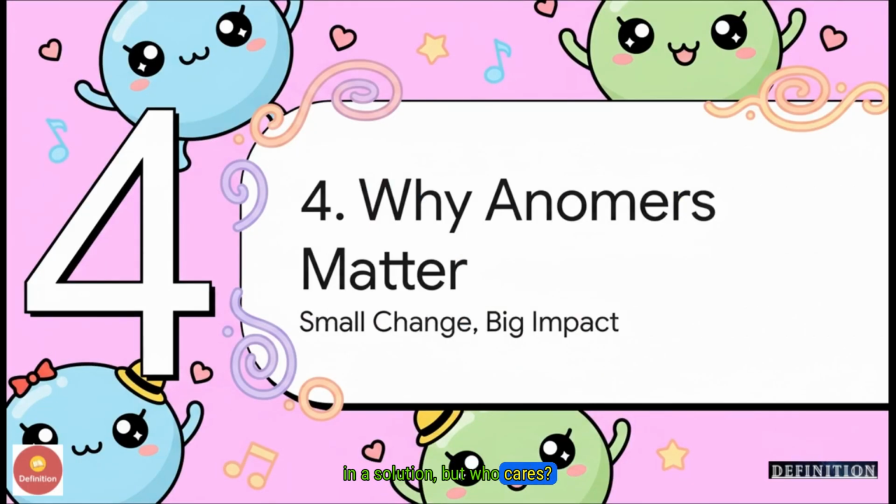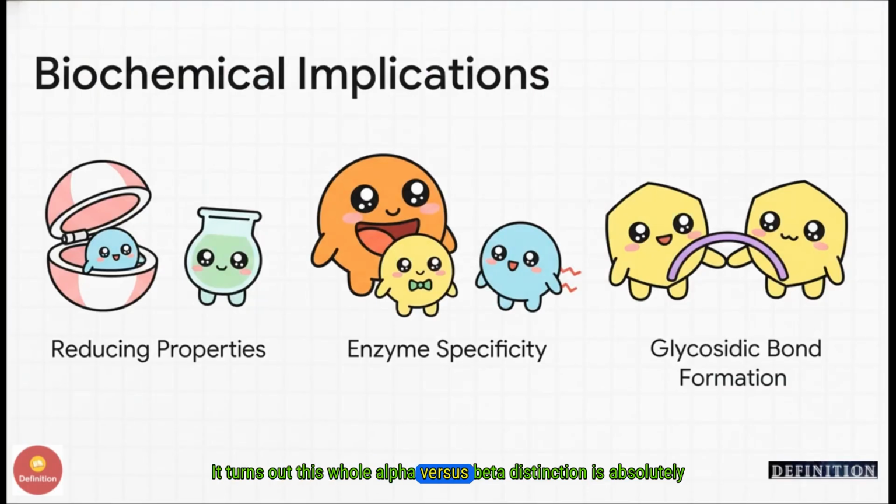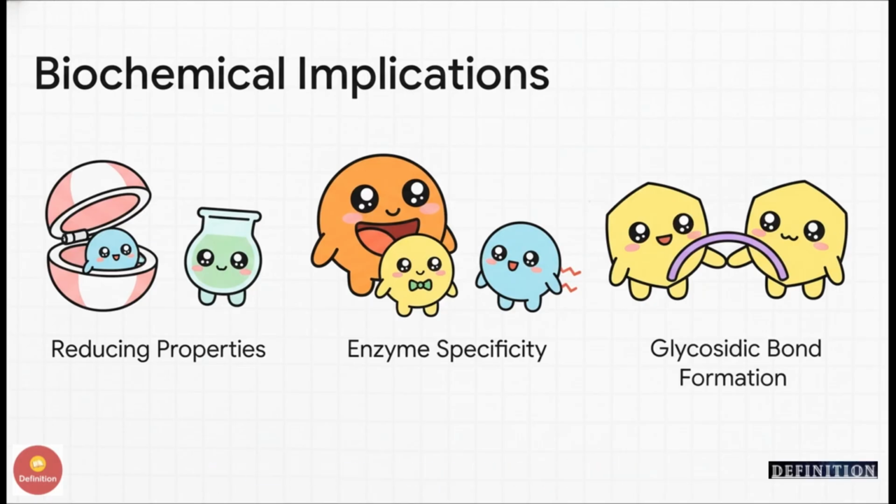But who cares? Why does any of this actually matter? Well, let's jump into section 4 and see how this tiny change leads to a huge biological impact. It turns out this whole alpha versus beta distinction is absolutely critical in at least three major areas: a sugar's reducing properties, how our enzymes recognize them, and how they link together to build bigger molecules.